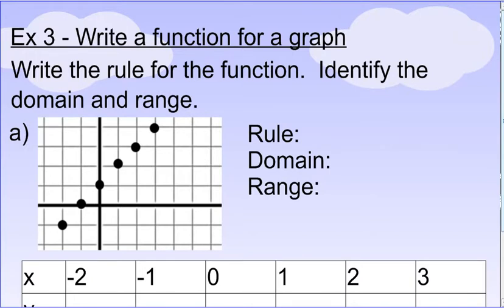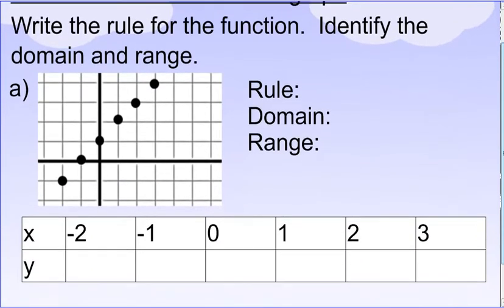Example 3. Write the rule for the function, identify the domain and range. Okay, so now they're giving us the graph, and they want us to go backwards and find the domain, the range, and write the rule for the function. Now, I helped us out here a little bit to start with letter A by giving us the x values, which, by the way, is the domain. So negative 2, negative 1, 0, 1, 2, 3. So let's find the range.